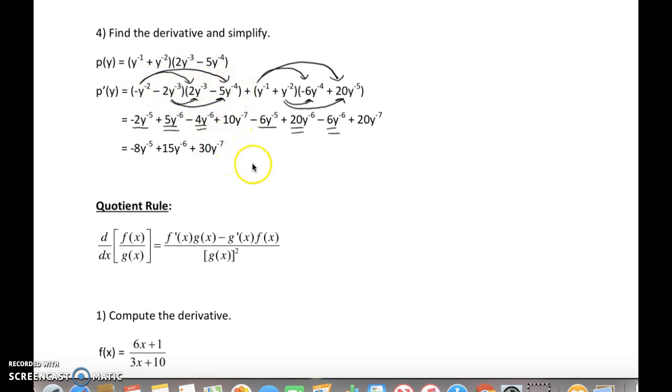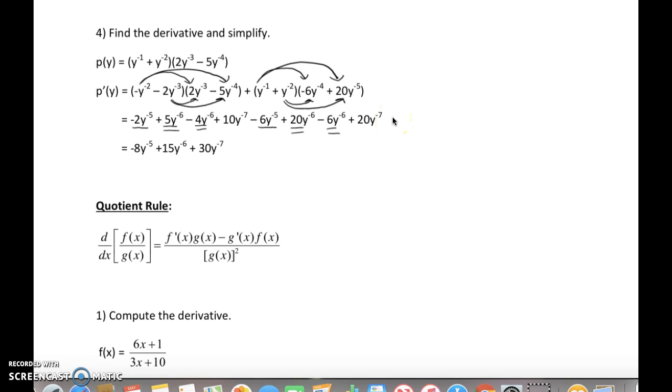And then we're going to go ahead and add, but we end up with a lot of negatives, so we're going to see a lot of subtraction. And we have a negative 6y to the negative 5 plus 20y to the negative 6 minus 6y to the negative 6 plus 20y to the negative 7.